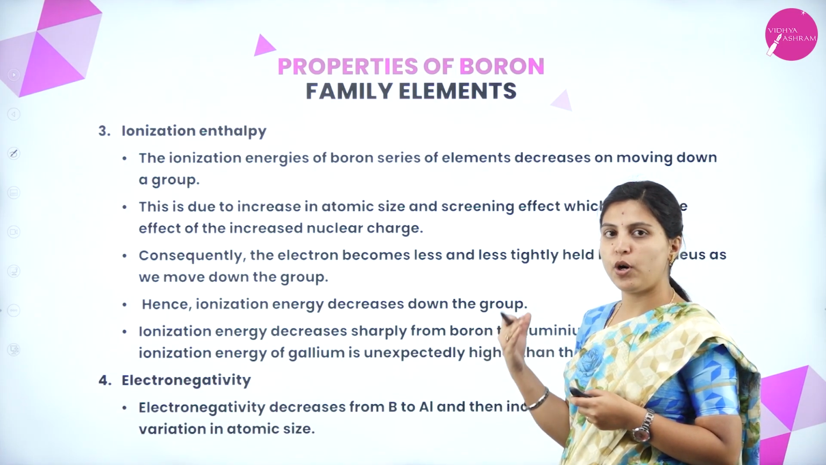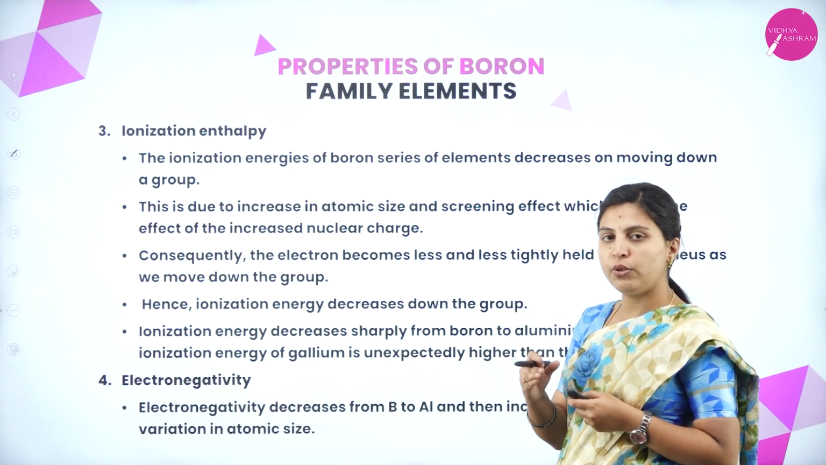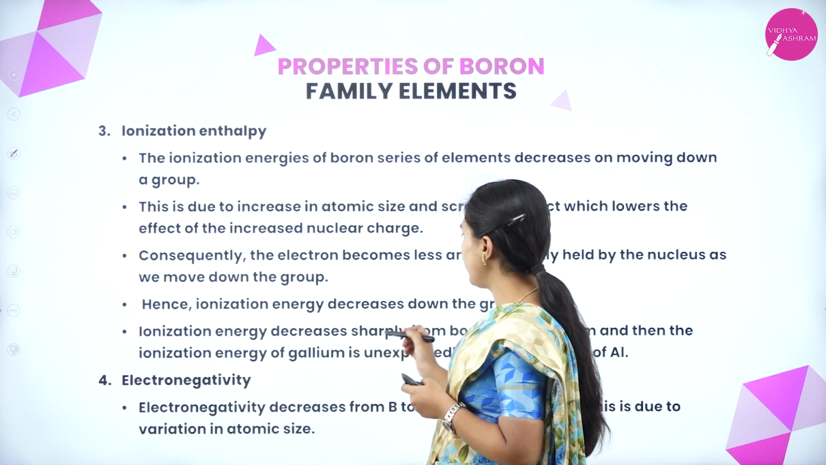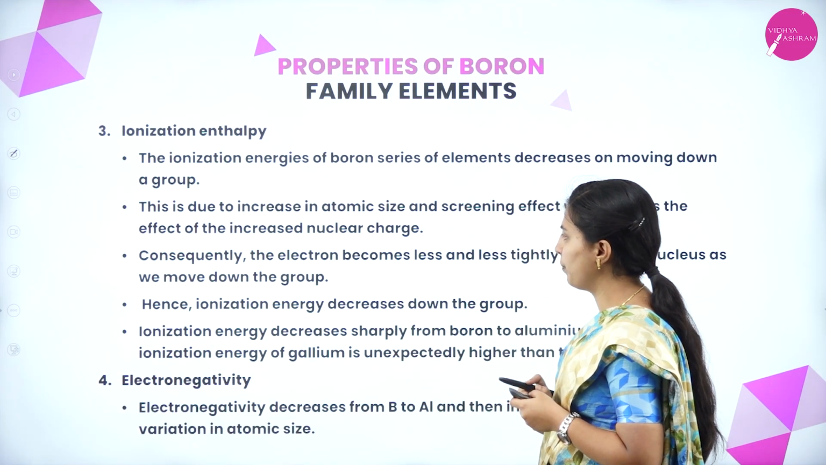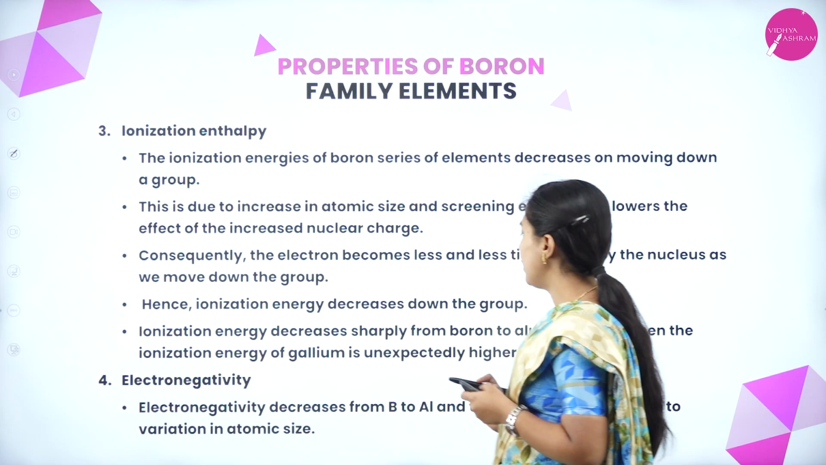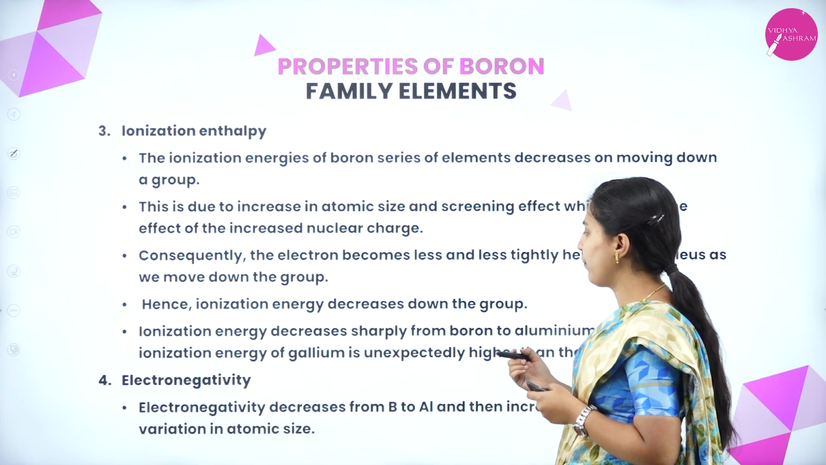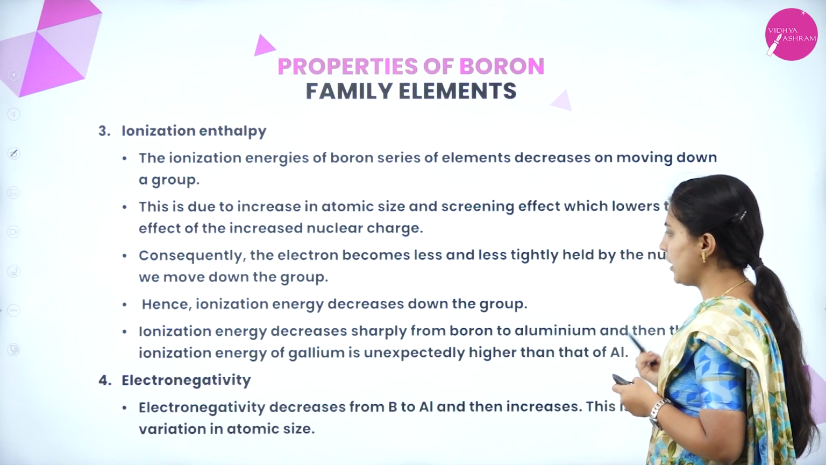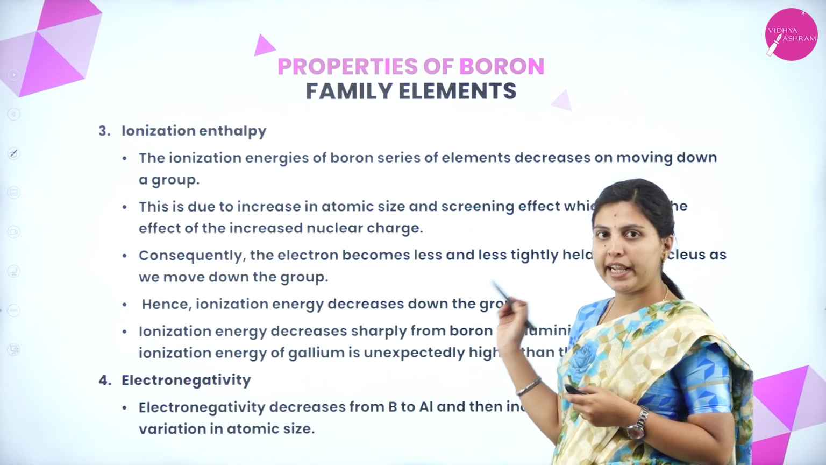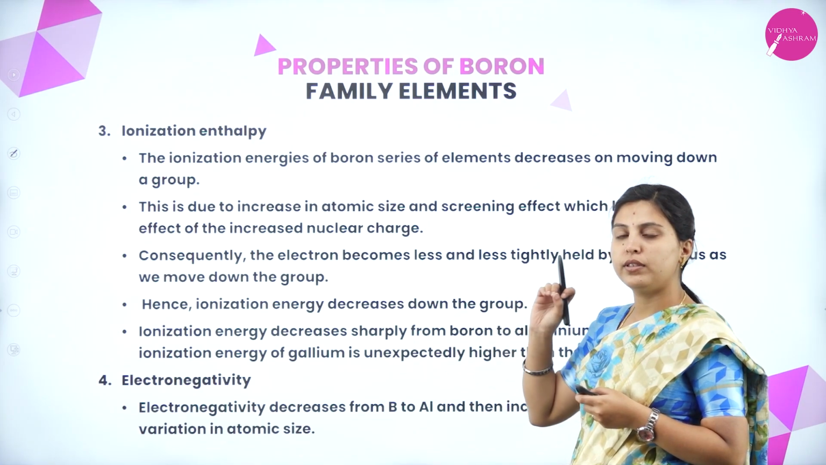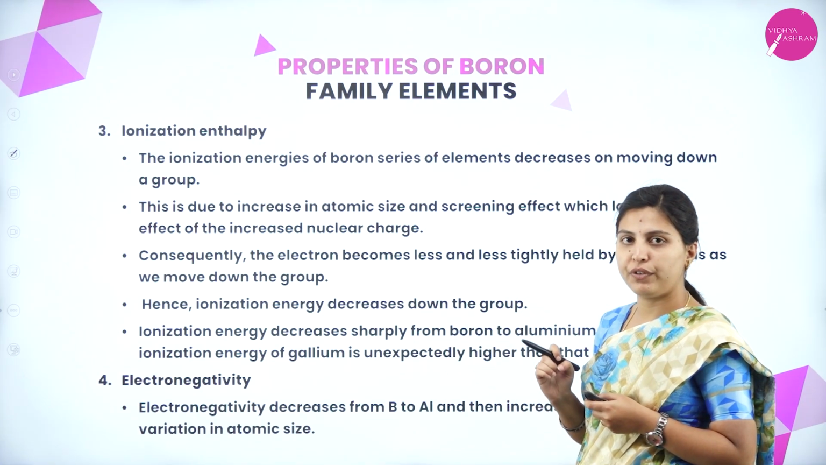New shells keep on being added. So the influence between the nucleus and the external electron will be less. Hence, ionization energy decreases down the group. Ionization energy decreases sharply from boron to aluminium, and then the ionization energy of gallium is unexpectedly higher than that of aluminium. This trend, again, you have to know, is because of the inner core electronic configuration.